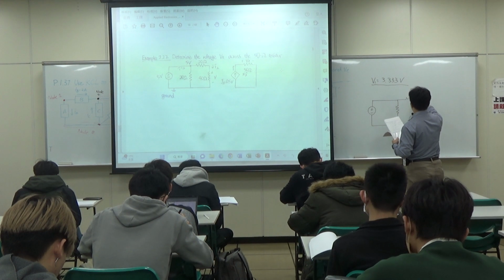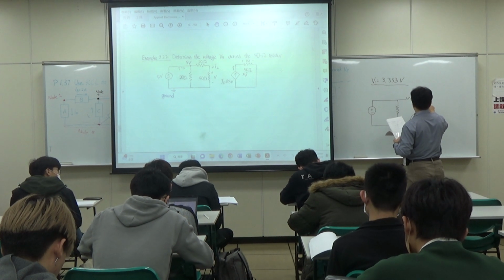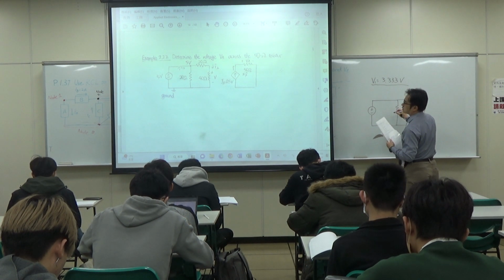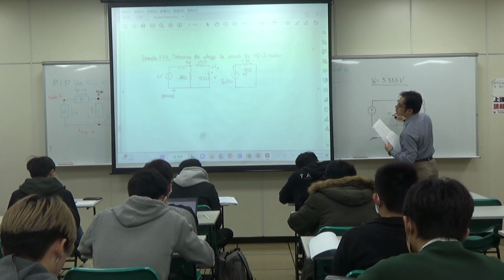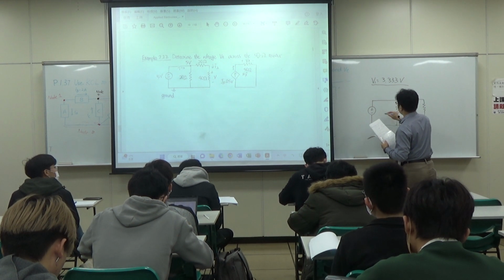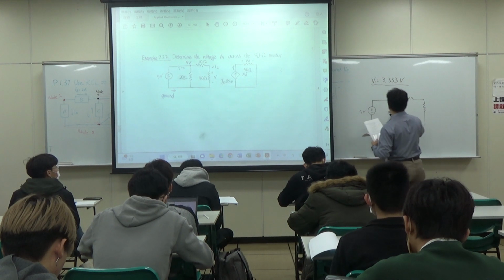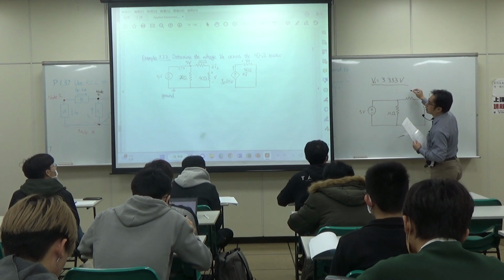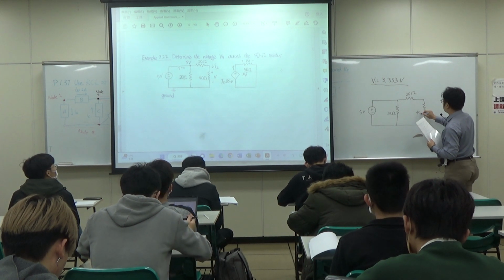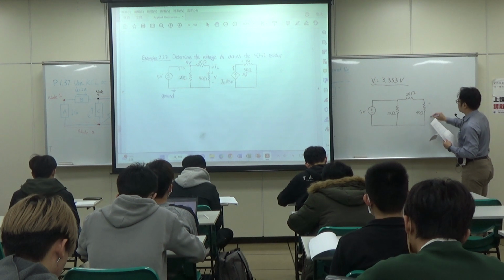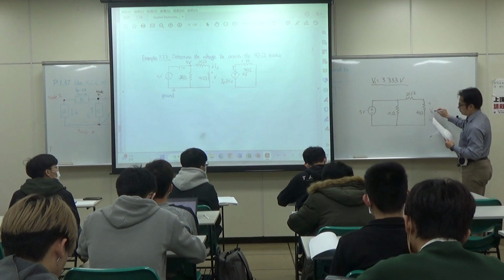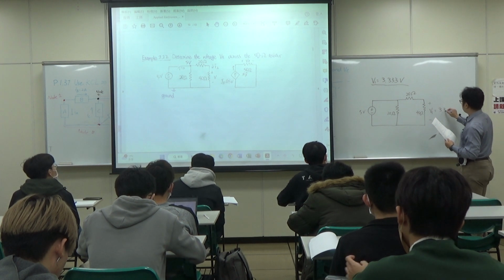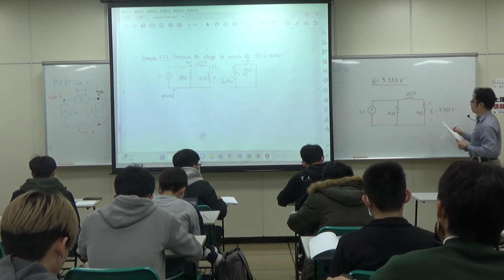So let's look at here. So this is 20 ohm. This is 5 volts, and then this is 20 ohm. This is 40 ohm, and we already know V1 is 3.333 volts.